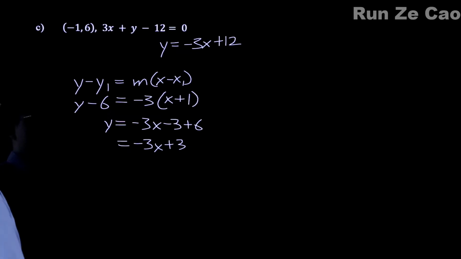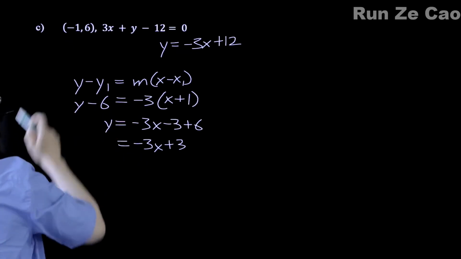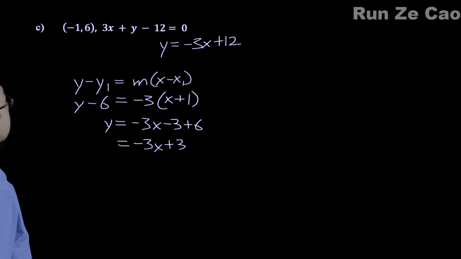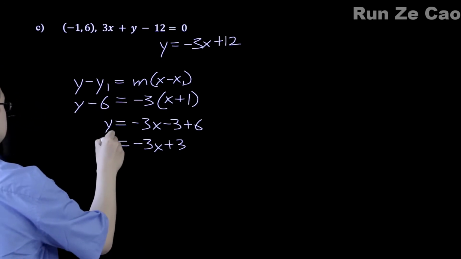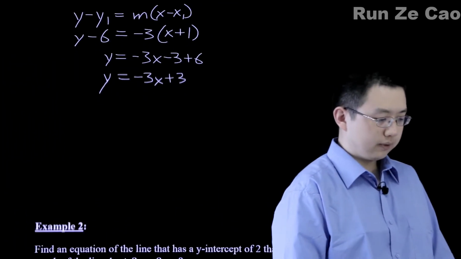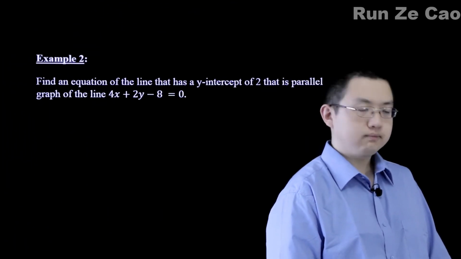All right. So negative 3x for x equals minus 1 would be 3, and plus 3, yep, 6. Right form as well, so we finish.